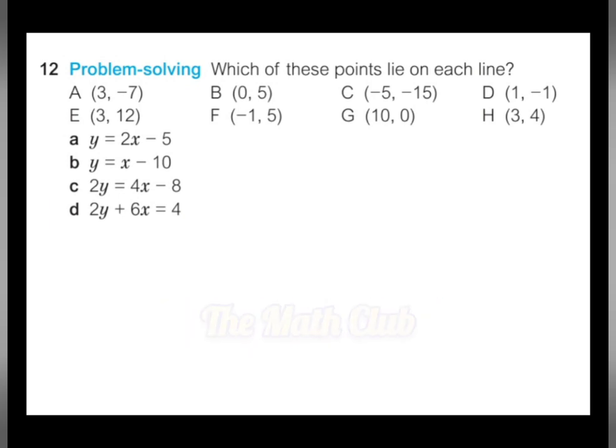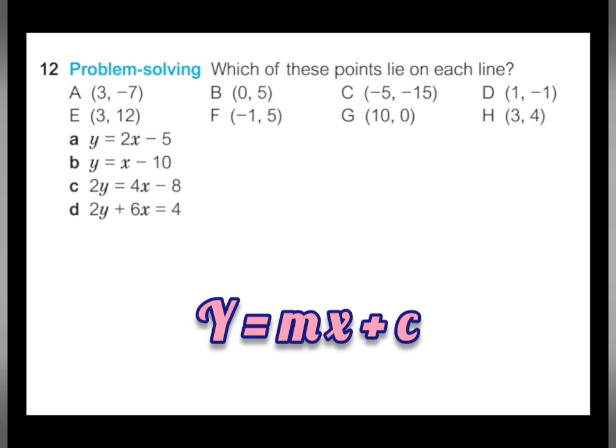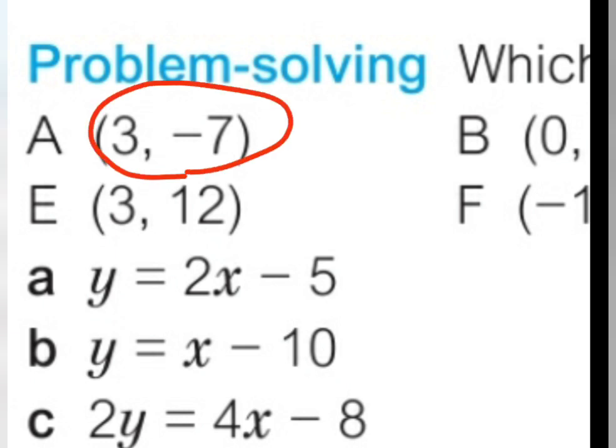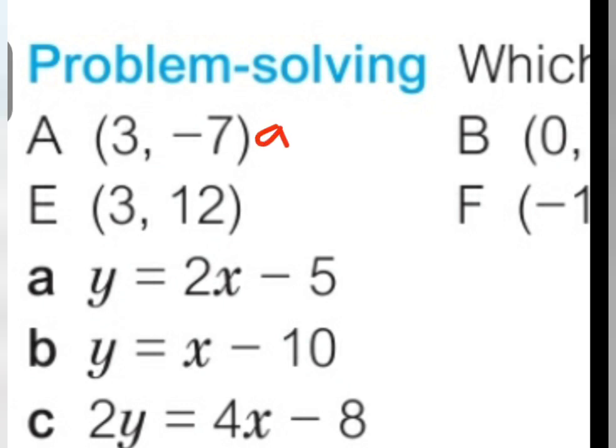In this video, we're going to talk about y equals mx plus c, the equation of a straight line. Question 12. Which of these points lie on each line? Now, to answer a question like this, you have to take each of these points and try it on each line. And if it fits the line, you will put the letter or the number of the line here. For example, if point A fits line A, we're going to put A next to the point. Now, how do you check if the point is on the line?